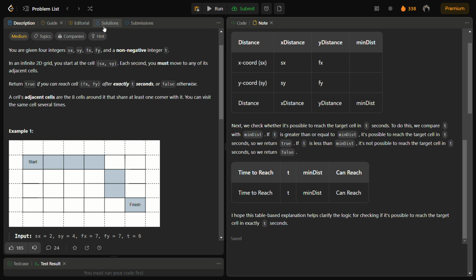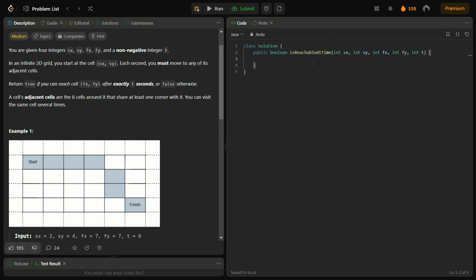Now let's come to the code section. So we have defined the x distance and the y distance, and we have actually done nothing but taken the absolute of start x minus finish x and the absolute of start y minus finish y.